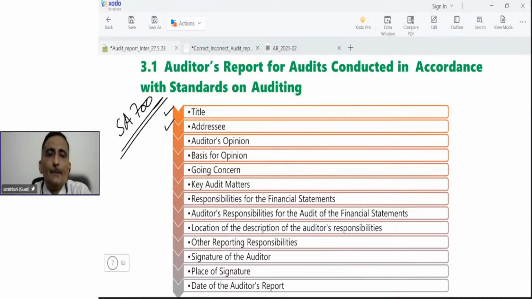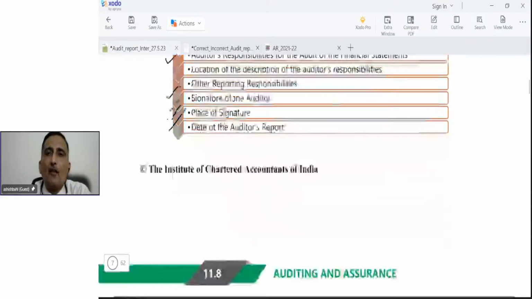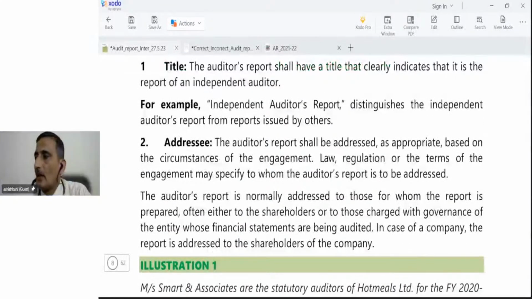So these are all the elements: title, addressee, auditor's opinion, basis for opinion, going concern matters, key audit matters, responsibility for financial statements, auditor's responsibility, and such things, and again signature, place, date. These are all the elements of the audit report. Now we shall be discussing all these key elements one by one, what each includes, and we will also see how an actual audit report looks. How does an audit report for a company look? Does it conform to these things which we are reading, or is there something else? So let us see.